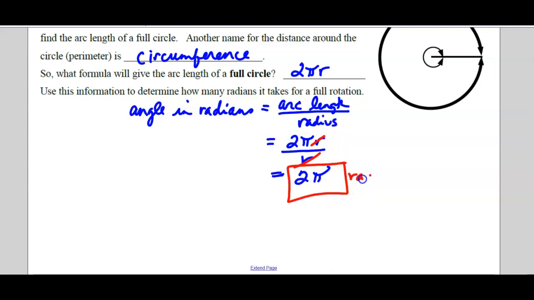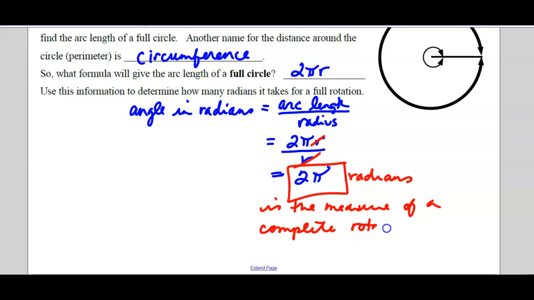So 2 pi radians is the measure of a complete rotation. So therefore, 2 pi radians equals 360 degrees. Which is actually on the next part there.